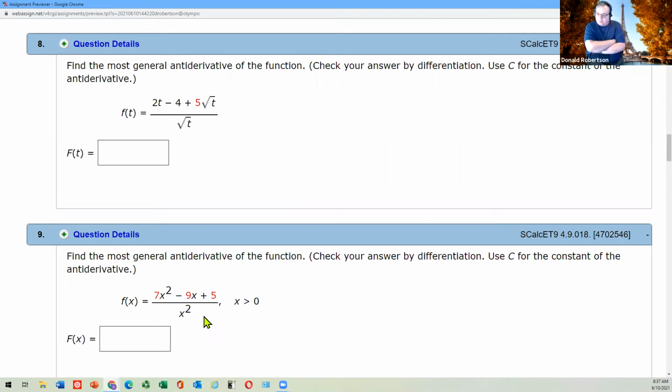What do you think you may have to do in question 8 before you try and do any antiderivative stuff? Change the square roots to halves. Yeah, so turn all the square roots into halves. And do you see that square root in the bottom? Wouldn't you probably call that t to the -1/2 and then just distribute it all?